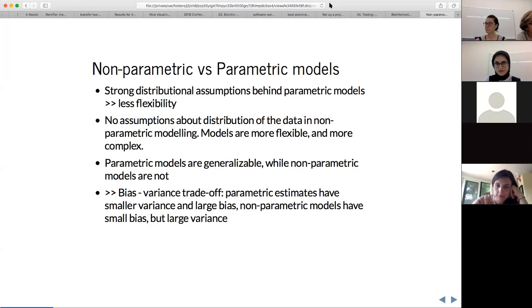So I'm just trying to share a whiteboard, so I can annotate and draw for you.